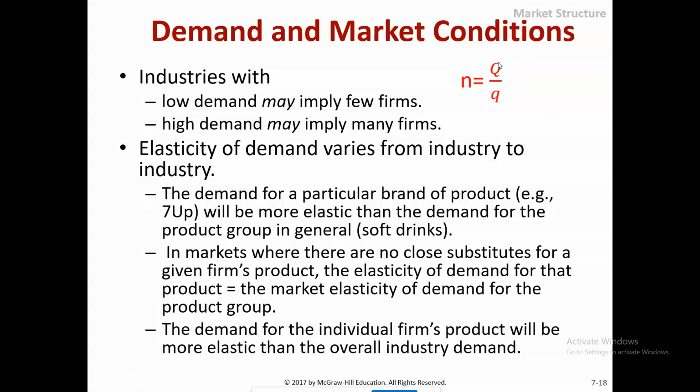In markets where there are no close substitutes for a given firm's product, the firm is the only source for buyers to purchase from. This firm dominates the market as a monopolist. Then the elasticity of demand for that product is the market elasticity of demand for the product group. The demand for the individual firm's product will be more elastic than the overall industry demand, as consumers can find alternative firms for products. However, for an industry as a whole, it's less likely to have a close substitute.